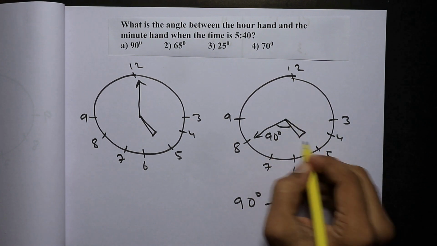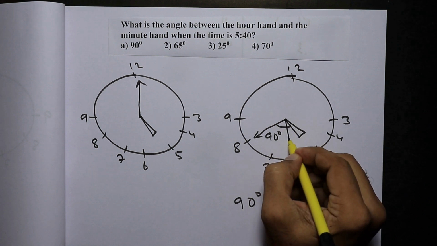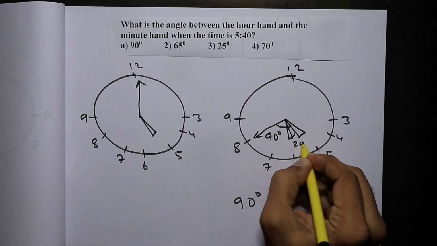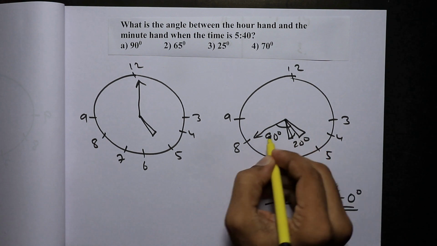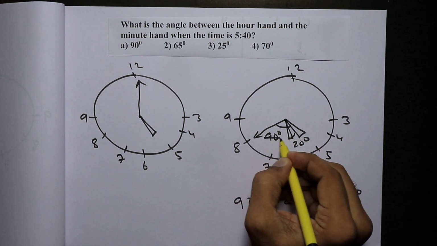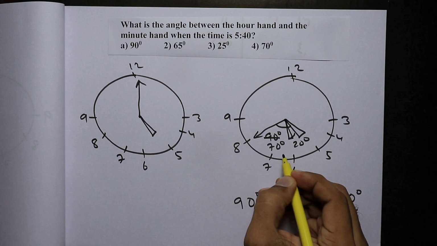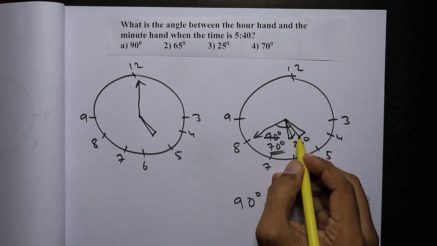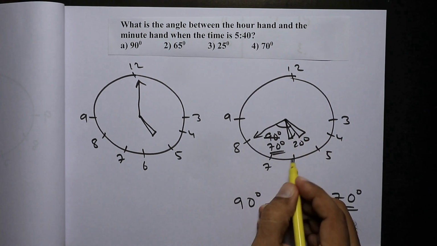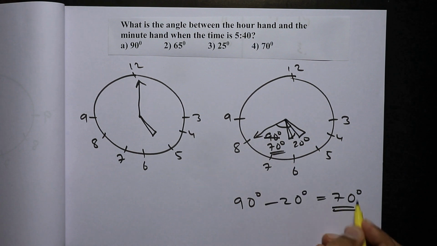If I mark it here, so from 5 to 5:40, the hour hand will actually move 20 degrees. So the angle will be 20 degrees less than 90. It will be 70 degrees. So exactly at 5:40, the angle between hour hand and minute hand will be 70 degrees.